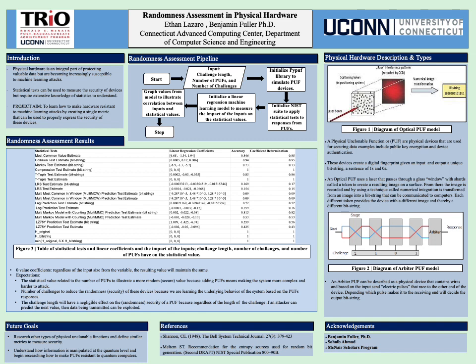An arbiter PUF, as shown in Figure 2, can be described as a physical device that contains wires and based on the input sends electrical pulses that race to the other end of the device. The arbiter PUF is given an input called a challenge and the resulting bit string is called a response. Which pulse makes it to the receiving end will decide the PUF's response. The difference of each bit string can be associated with the randomness involved in the bit string, which is reflective of the level of security of the device.